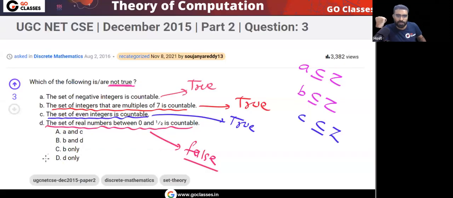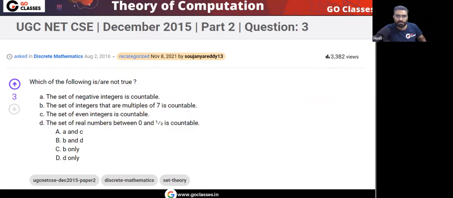Very simple question. Which statement is not true? Option D is false, so the answer will be option D. Okay, let's move on now.